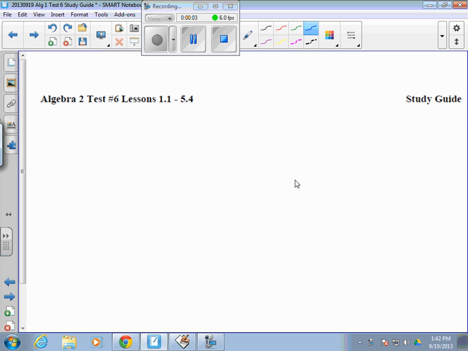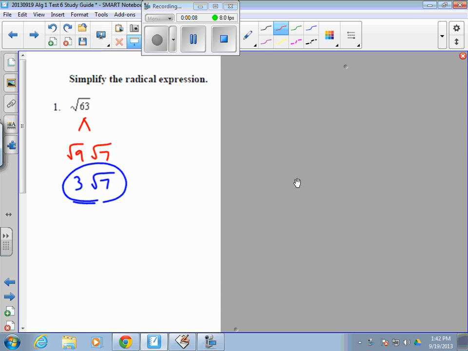This is Algebra 2, test number 6. We got through sections from 1.1 to 5.4. First thing we're doing is simplifying a radical expression.